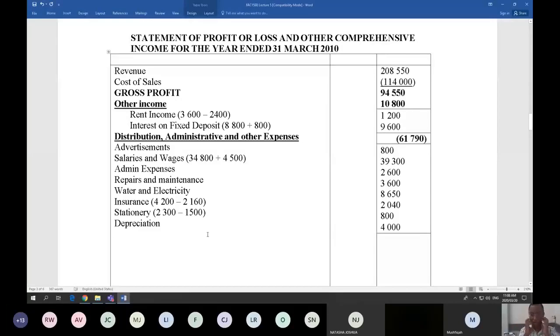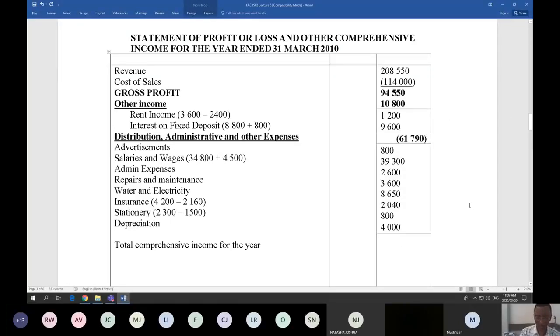You can close off now your statement of profit and loss and other comprehensive income by calculating the total comprehensive income for the year. And the total comprehensive income for the year, remember now guys, it is the gross profit plus your other income minus your distribution, administrative and other expenses.